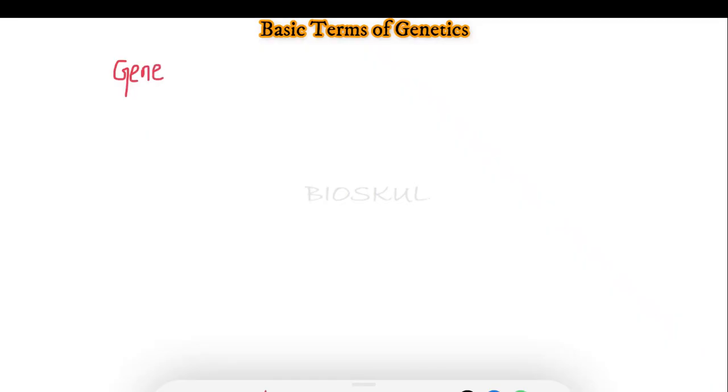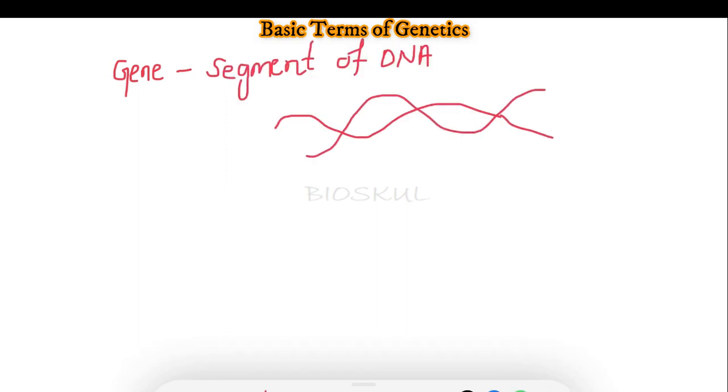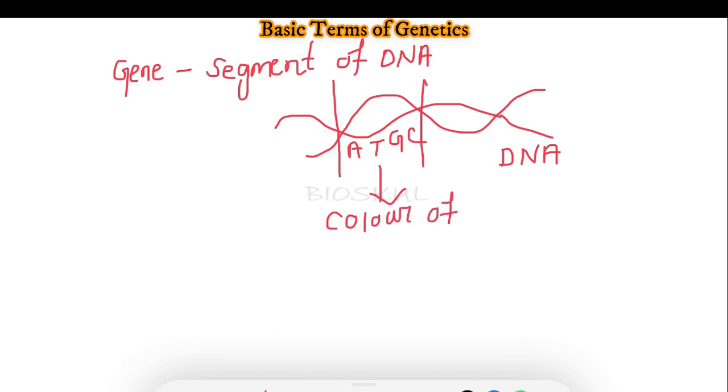So what is a gene? A gene is a segment of DNA. This is the DNA, and we know that DNA is double-stranded and is a polynucleotide sequence. Each segment of DNA contains a specific nucleotide sequence. Let's consider the nucleotide sequence, here it is ATGC. This specific nucleotide sequence of a segment of DNA codes for a particular trait or character. Consider this segment, it codes for the color of the eye, or eye color.